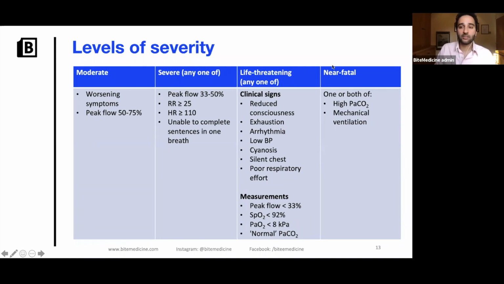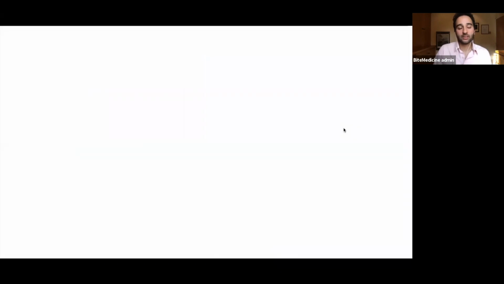So once you get to the point of near-fatal asthma exacerbation, then we're thinking high PaCO2, becoming hypercapnic, or they need mechanical ventilation. So try and remember these general features. I think it makes a lot of logical sense. So yeah, that's good for you guys to remember. So let's have a look at the next question.